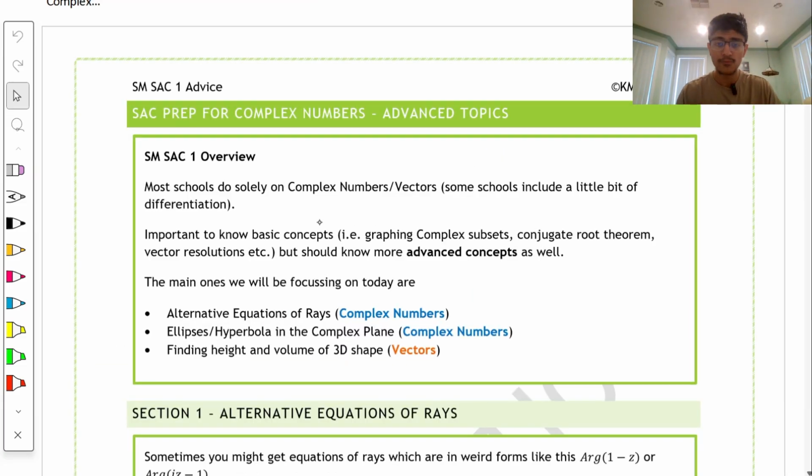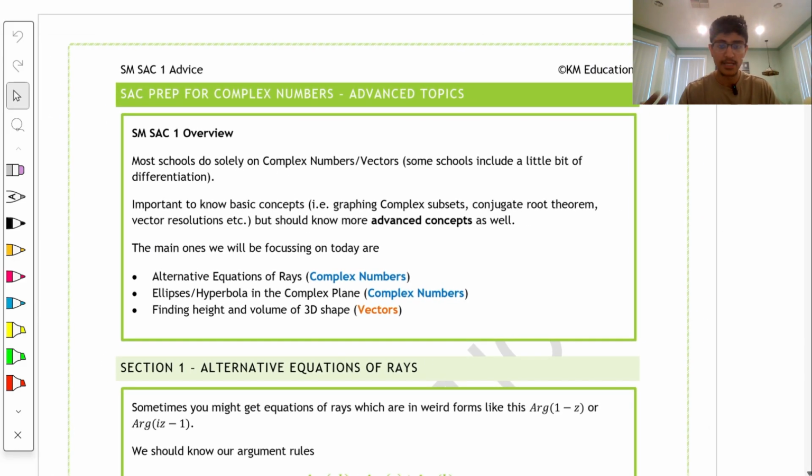So quick overview for the Spesh SACs. The first SAC is usually on complex numbers and vectors. Some schools might include a bit of differentiation. And apart from knowing the basic concepts which are on the study design, such as graphing complex subsets, conjugate root theorem, and vector resolutions, we should know some more advanced concepts as well to fully prepare ourselves. These advanced concepts are not necessarily on the study design, but they are applying what you have learned in very new and unfamiliar scenarios.